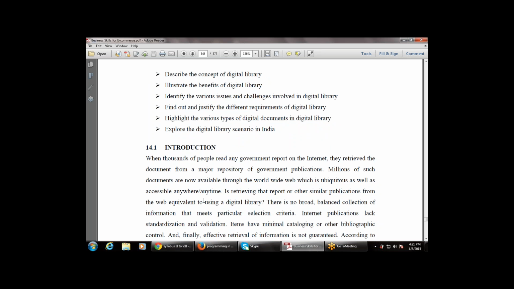Then we have discussed the introduction about the digital library, that is, why there is a need for the digital library. So that is the introduction.